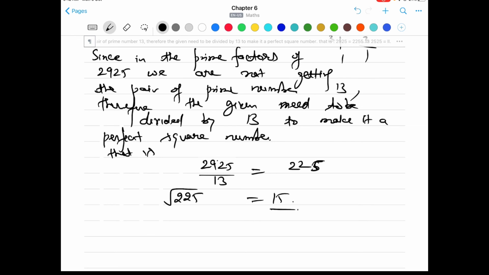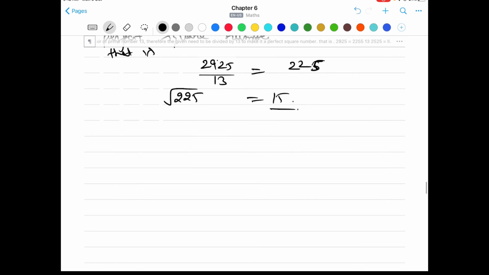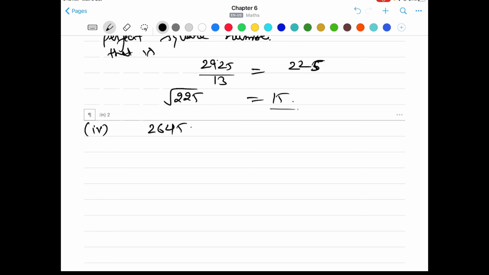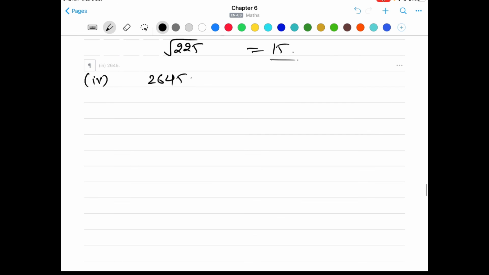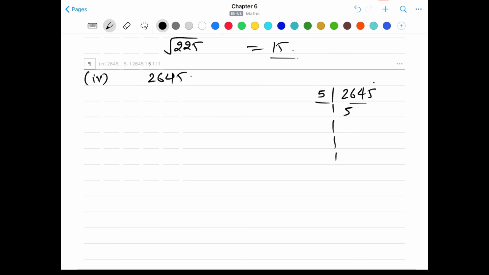Let's see the next part of this question. We have part 4, which is 2645. Part 4 number is 2645. Okay, now we have to find again the prime factors of this number. Let's start. We have number 2645. So we'll first divide this number by 5, so we'll get 529. Okay, now this 529 is the square of 23, so this number can only be divided by 23 now, so we'll get 23 here, again divided by 23, we'll get 1 here.